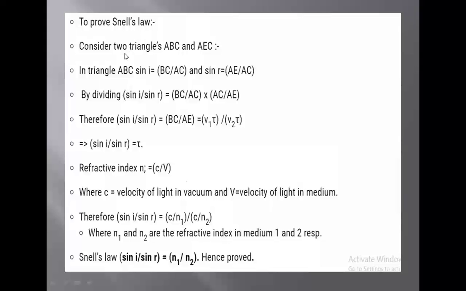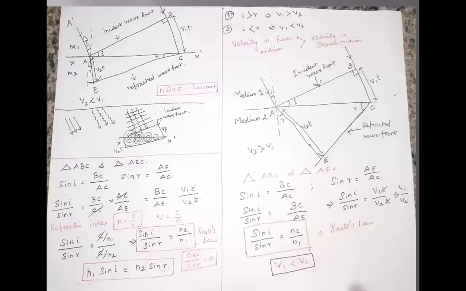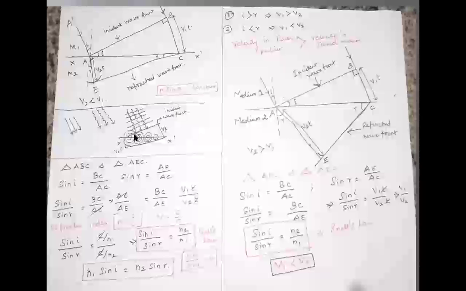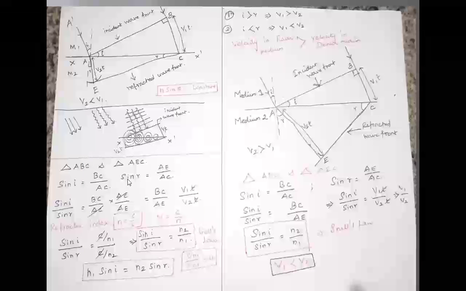To prove Snell's law, consider the two triangles ABC and AEC, which we have already taken for the previous derivations. It is similar to that derivation, that is BC by AC, and we will substitute the BC value V1 into T, which I'm going to explain in the next slide. You can see here, this is the explanation which I gave you in the last video. The light is coming as a wave, and this is a wavefront, how the secondary wavefronts are created, and what all is explained. It is a similar thing.